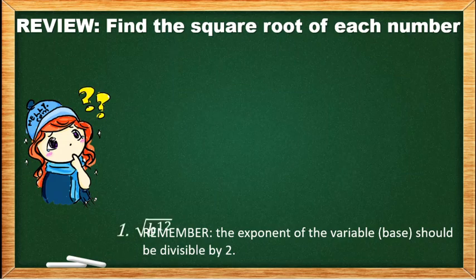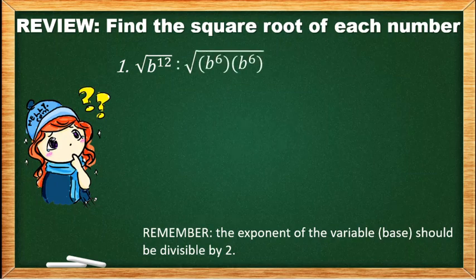So, example number 1. Square root of b raised to 12. 12 is divisible by 2 because 12 is even number. So, magiging square root of b raised to 6 times b raised to 6. Same as ang ginawa na natin kanina. So, magiging sagot, b raised to 6. Example number 2.